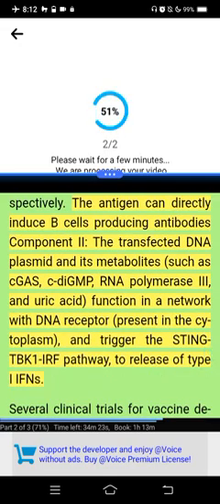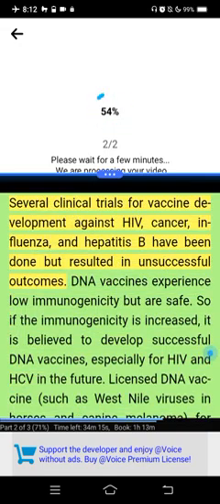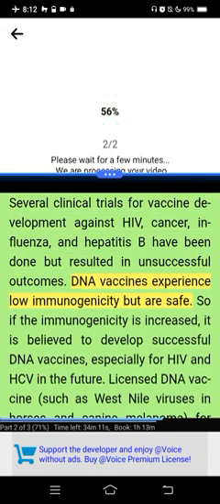Component 2. The transfected DNA plasmid and its metabolites such as cGAS, cDGMP, RNA polymerase III, and uric acid function in a network with DNA receptors present in the cytoplasm and trigger the STING-TBK1-IRF pathway to release type 1 IFNs. Several clinical trials for vaccine development against HIV, cancer, influenza, and hepatitis B have been done but resulted in unsuccessful outcomes. DNA vaccines experience low immunogenicity but are safe.